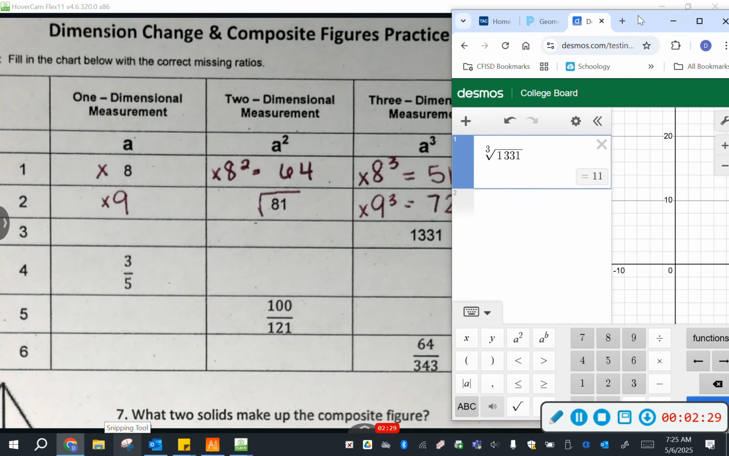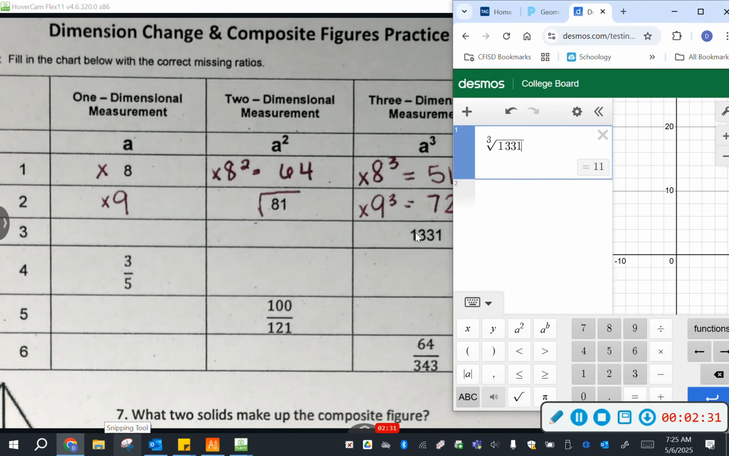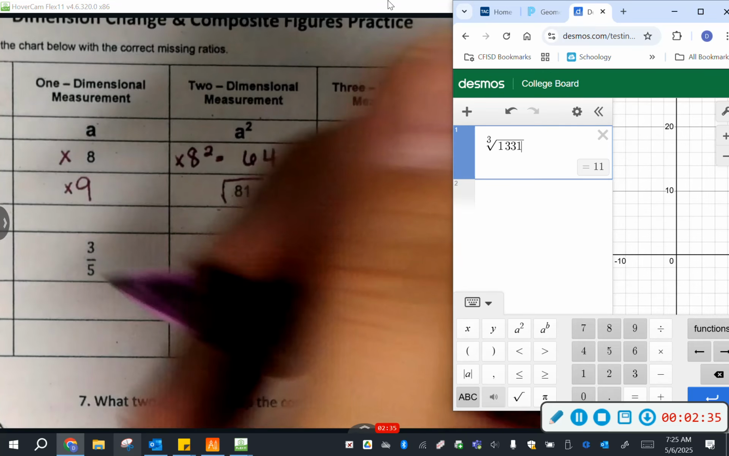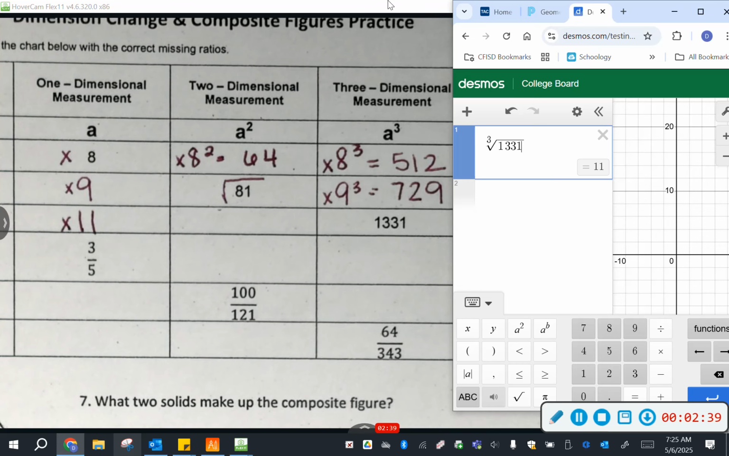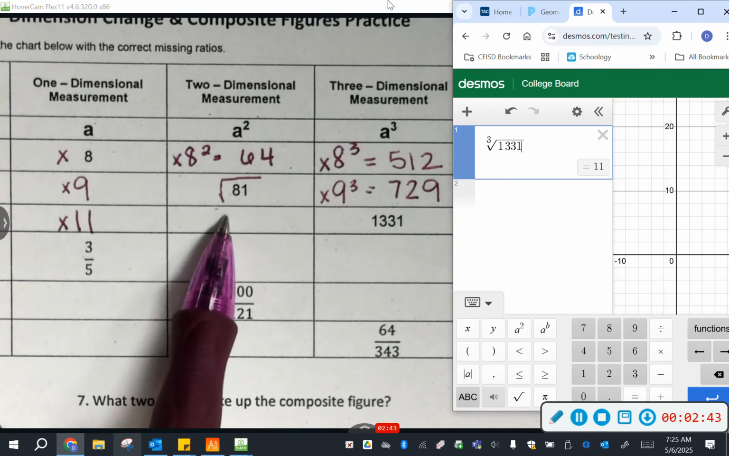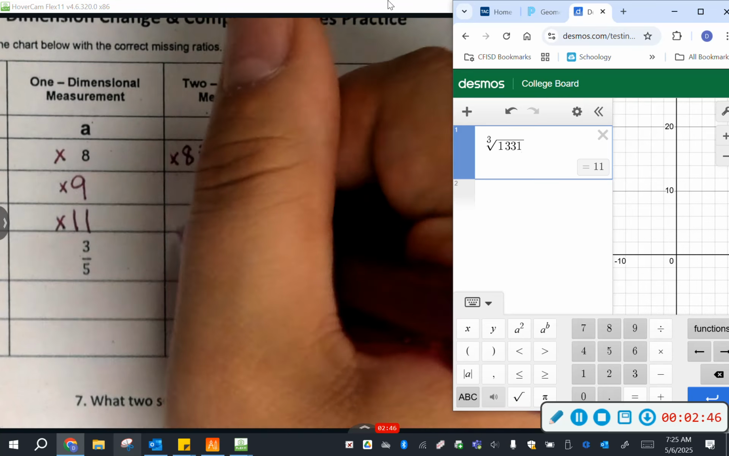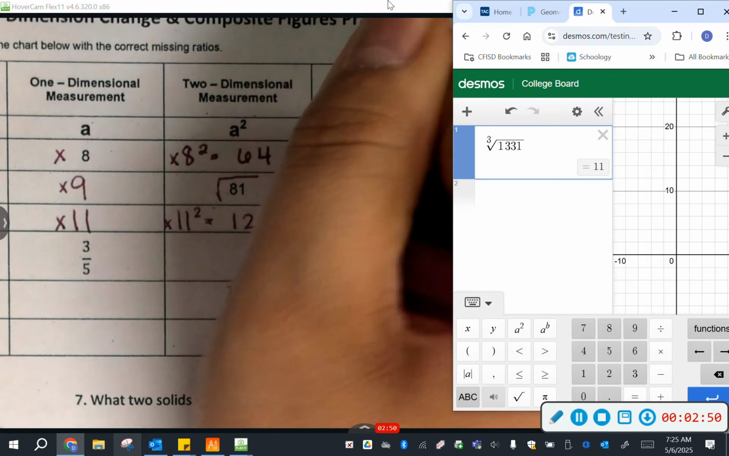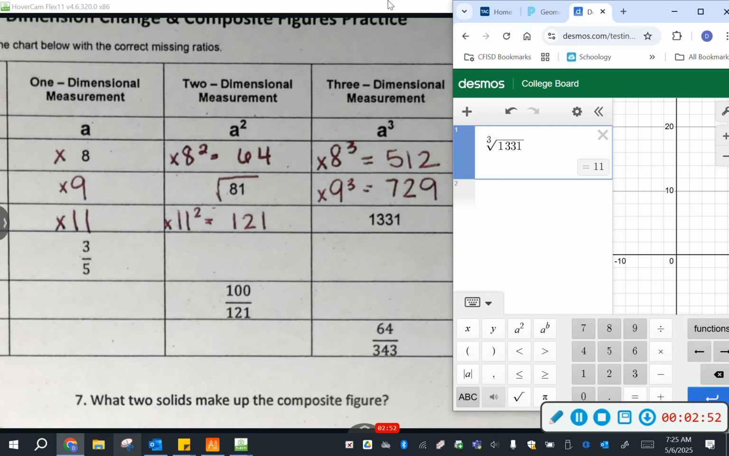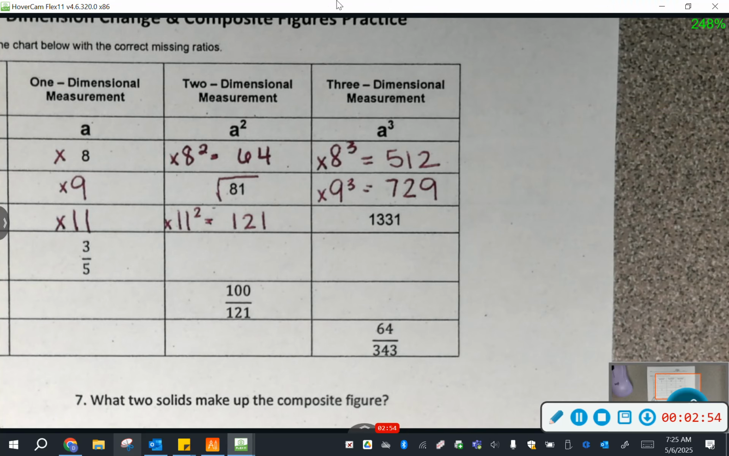So what is my answer? 11. Where does 11 go here? In the very first column. The 11 is going to go in the first column. Now, how do I get the second column? 11 squared is 121. What questions do I have about filling out this chart?